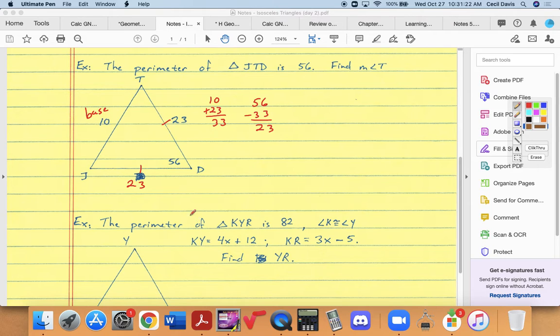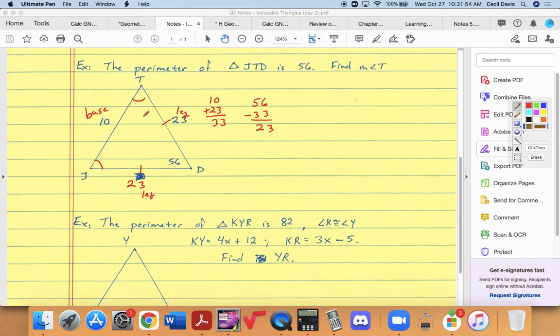And if JT is the base, what else do I know? DT and JD are like the legs. Right, these are the legs. What else do I know? J and T are congruent. Yes, angle J and angle T are congruent. The angles at the ends of the base, called the base angles, are going to be congruent.